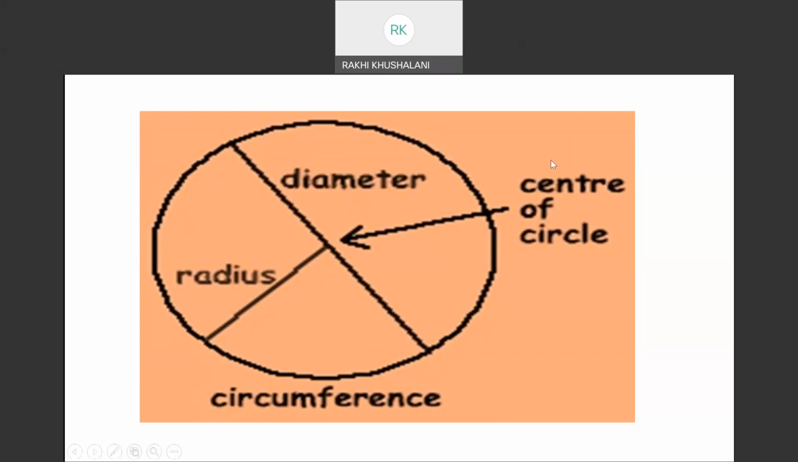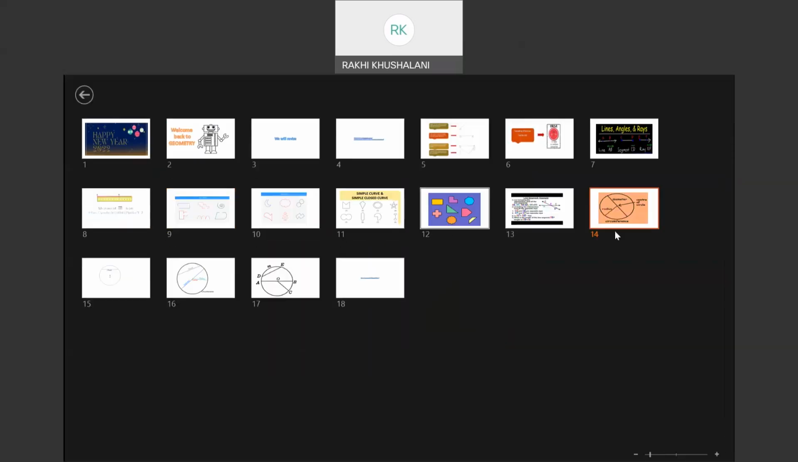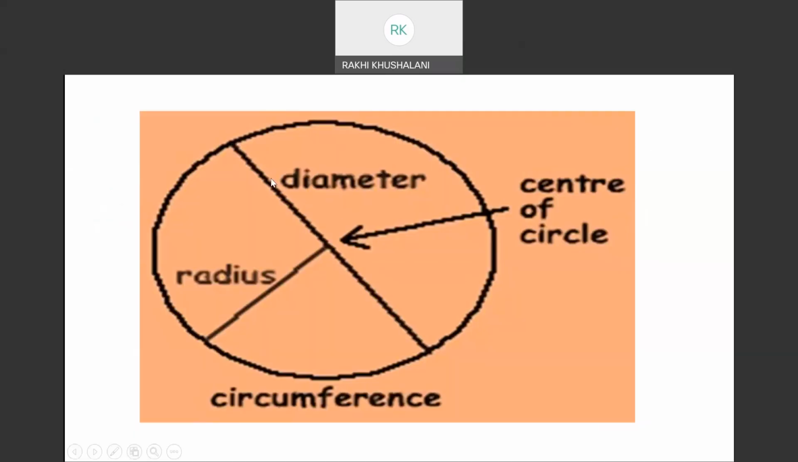Now when I have a circle, the parts of the circle are, of course, the circle is drawn. When the circle is drawn, you always get a center, and from the center to the edge, to any point on the edge. It can be this point, this point, any point on the edge. The distance is always going to be the same.